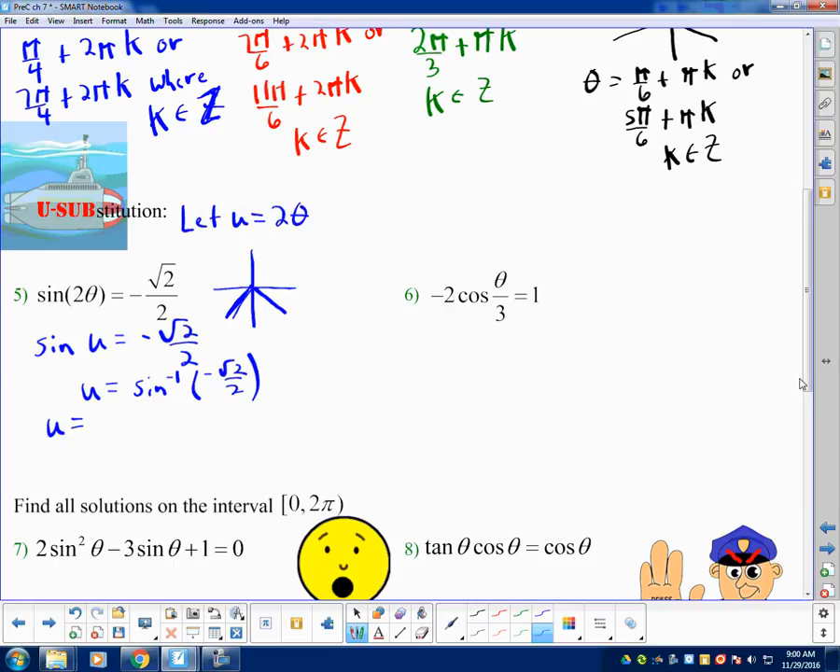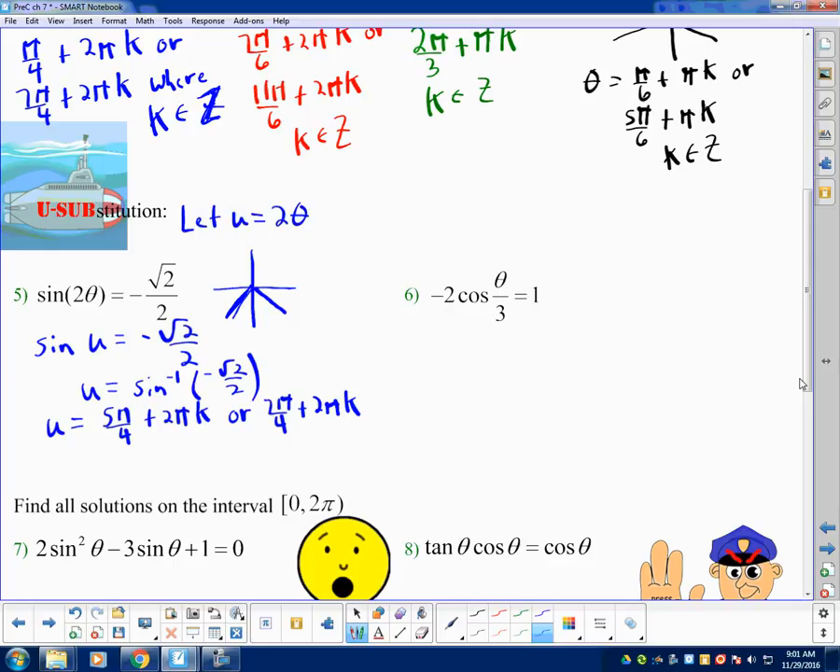7 pi over 4 is 1. The other one is 5 pi over 4. So 5 pi over 4 plus 2 pi k, or 7 pi over 4 plus 2 pi k. I'm going to write it next to it here. Okay? So those are the two solutions. But that's what u is equal to, which we substituted out.